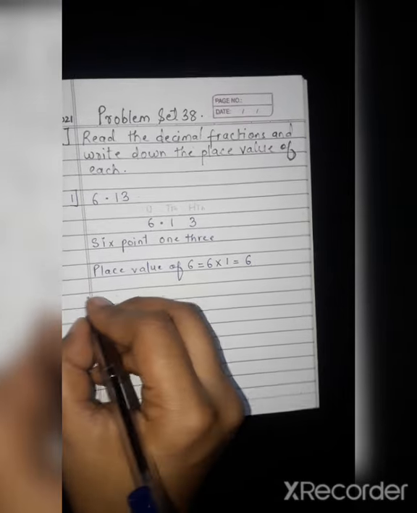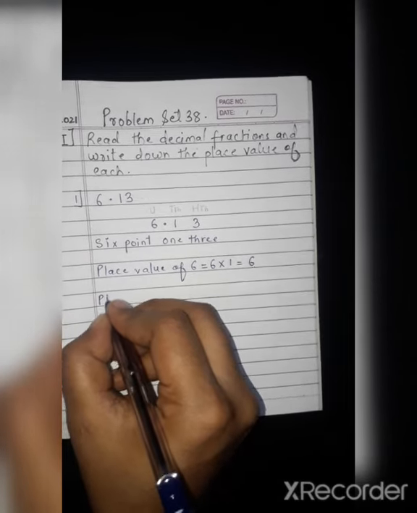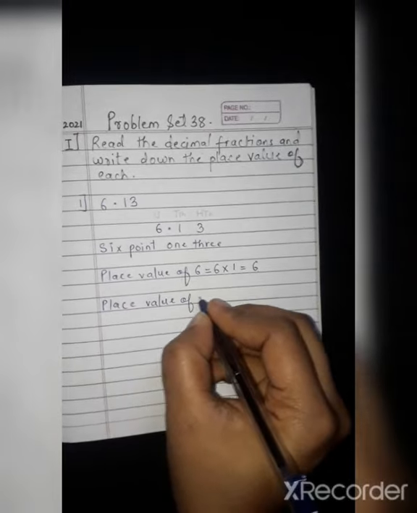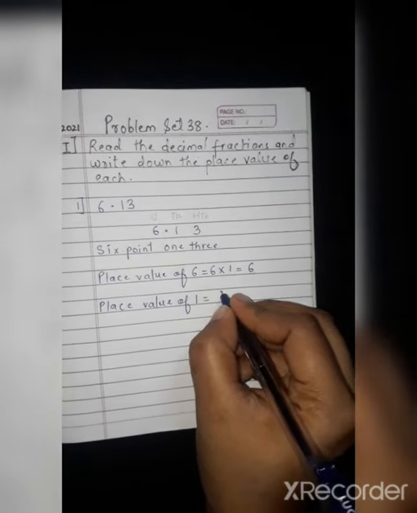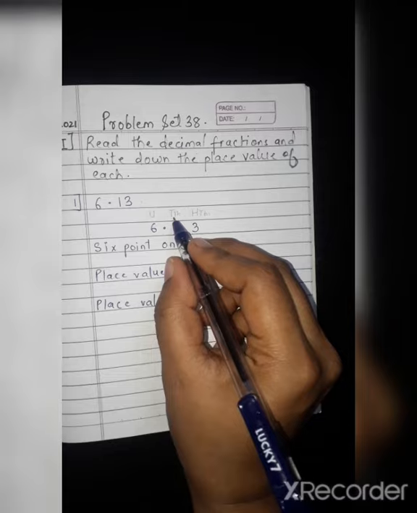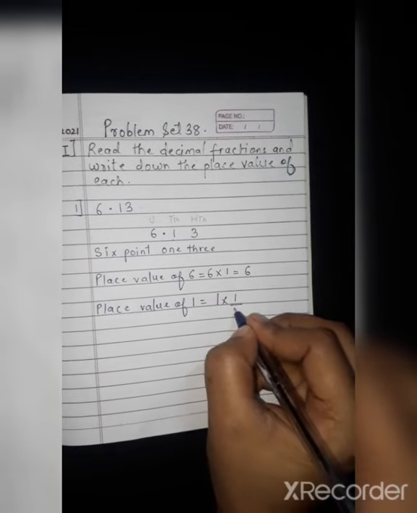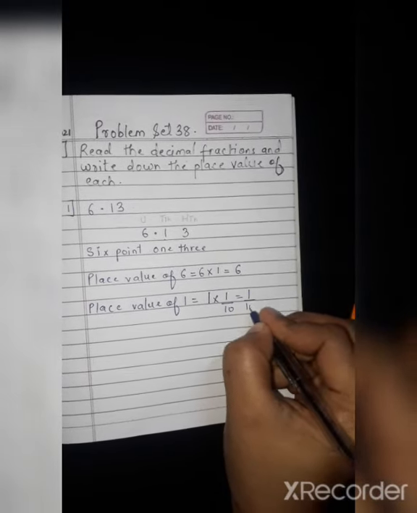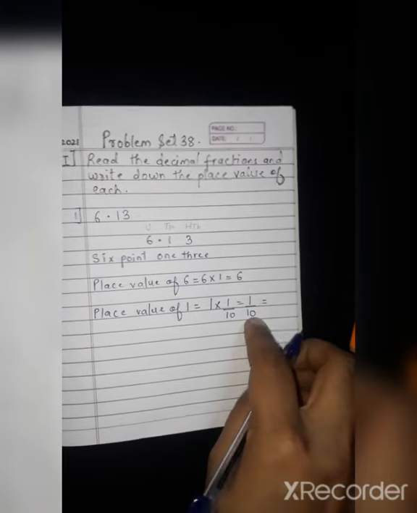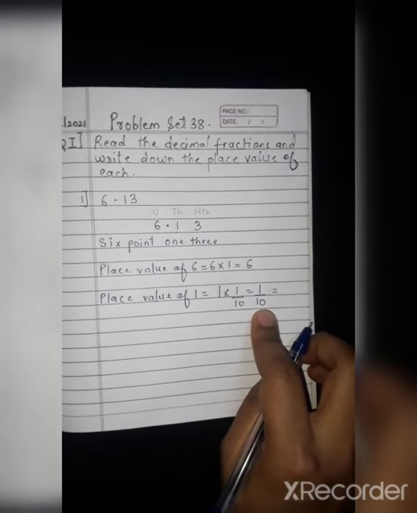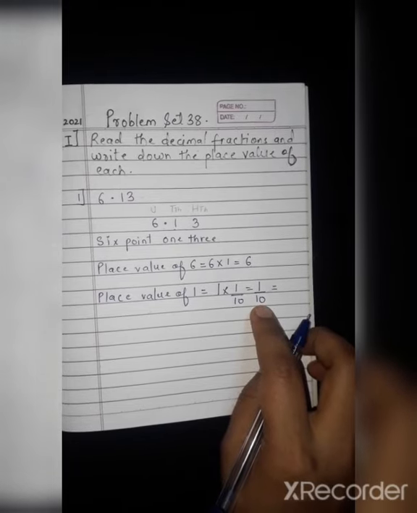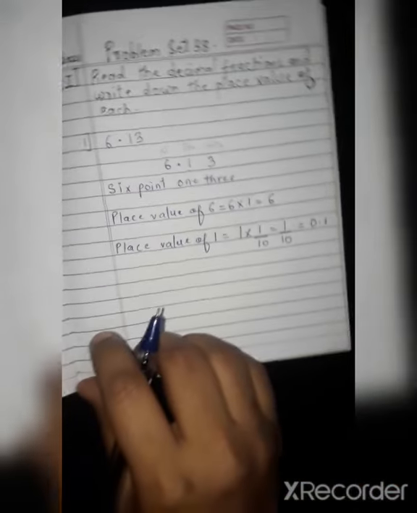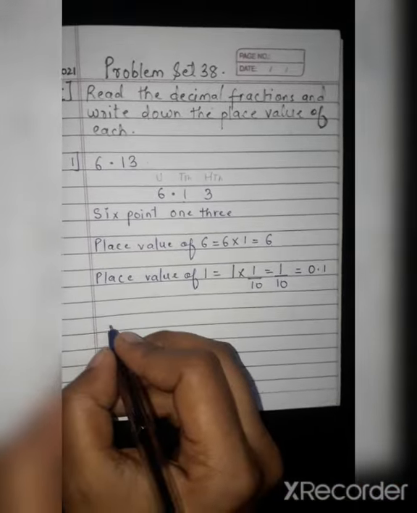Then we will write the place value of the number which is after the point. So the place value of 1 is equal to 1. Now 1 is at which place? Tenth place. So we will multiply it by 1 upon 10. So the answer will be 1 upon 10. Now we will write it in a decimal fraction. So how we will write it? As there is 10 in the denominator place, so we will write 0.1.